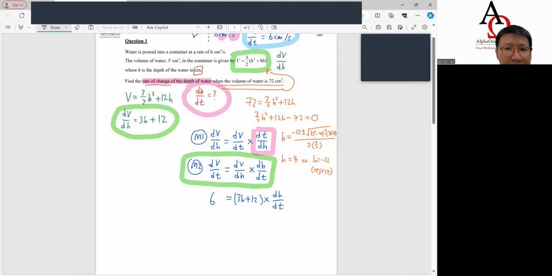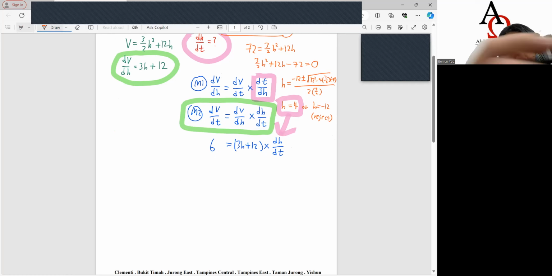When the depth is 4 cm, we are able to plug this value into our rate of change formula right down here. Subsequently this will give us 6 equals 3 times 4 plus 12, multiplied by dh over dt. If we do the math, we will have 6 divided by 24. And our rate of change of the depth of the water is 1/4 or 0.25 cm per second.